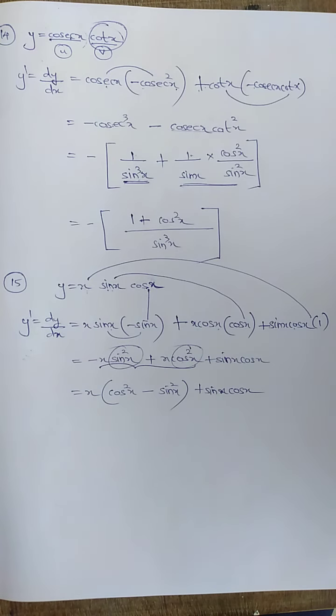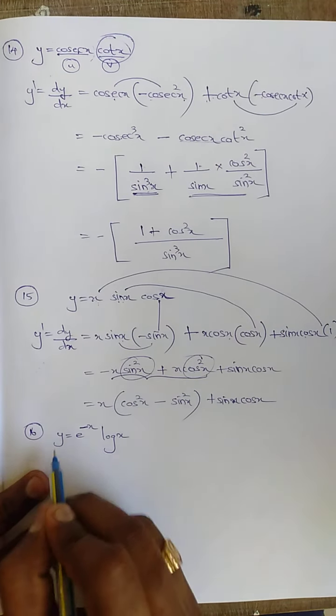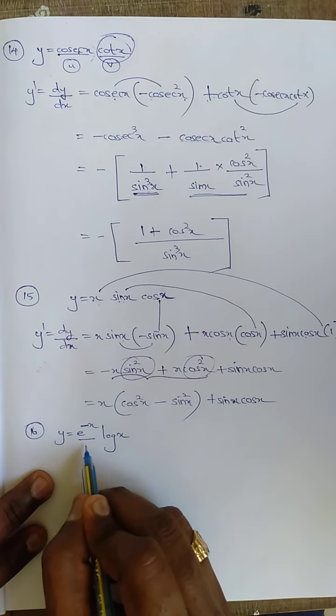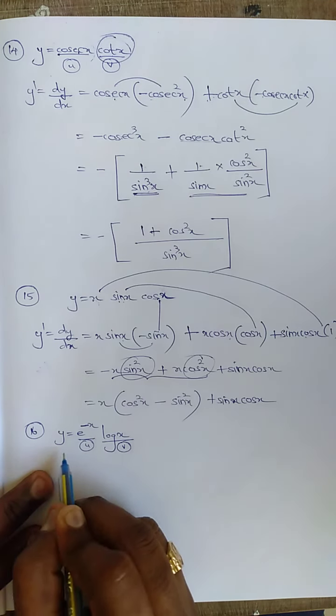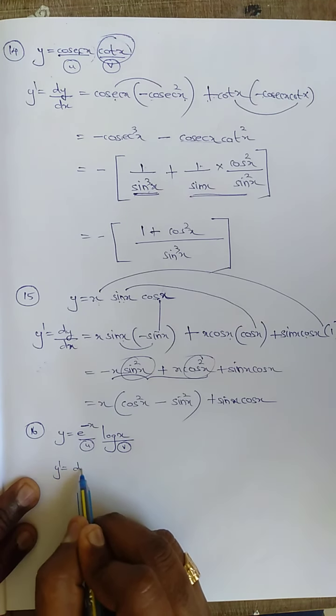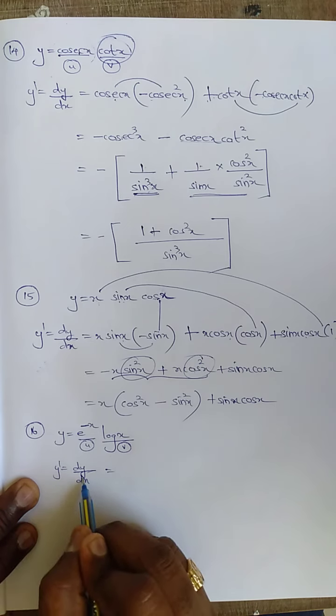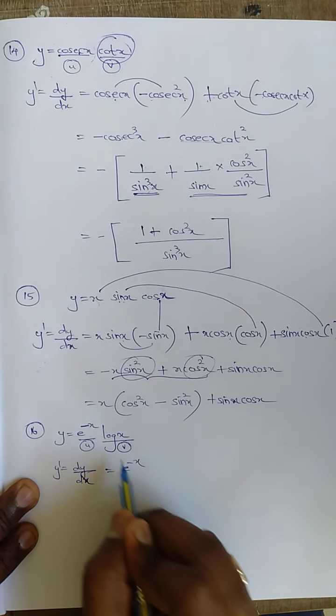Next is sum number 16. So y is equal to e power minus x log x. Keep this one as u, and this one is v. Differentiating y gives y dash, nothing but dy by dx. First write e power minus x as it is.